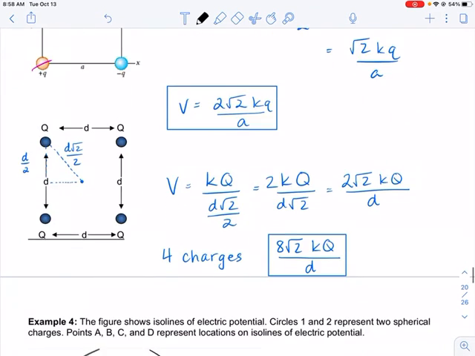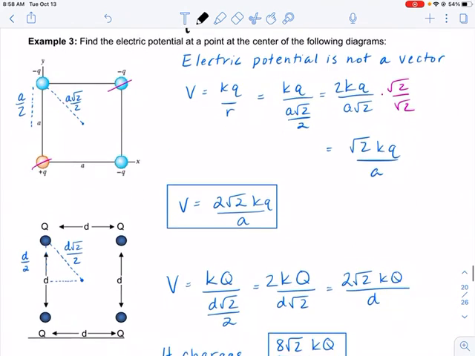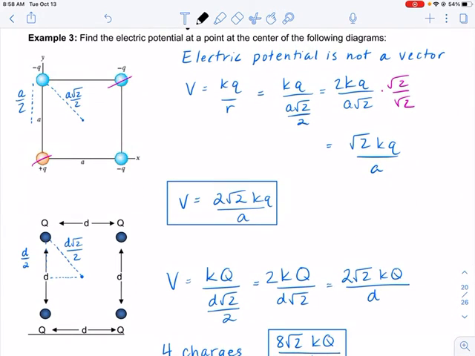Okay, we are going to wrap up this video with example 3. Find the electric potential at a point at the center of the following diagrams. We've seen these diagrams before. We're going to use the formula for electric potential, and we're also going to remember that electric potential is not a vector. There's an electric potential coming from each one of these 4 charges.